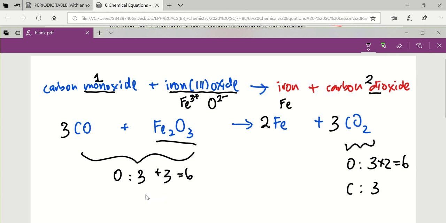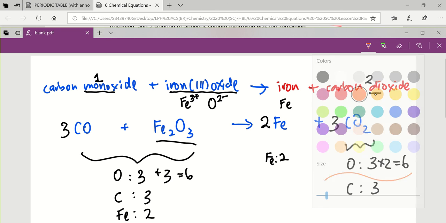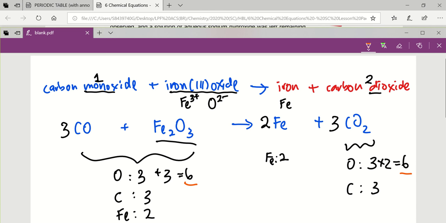And for the number of carbon, it is 3 from the carbon monoxide. And the number of iron is 2 from the iron 3 oxide, and the number of iron over here is also 2. So you can see that the number of oxygen, 6 and 6, are balanced. Number of carbon, 3 and 3, balance. Number of iron, 2 and 2, are balanced. So this is the balanced chemical equation of carbon monoxide reacting with iron 3 oxide.